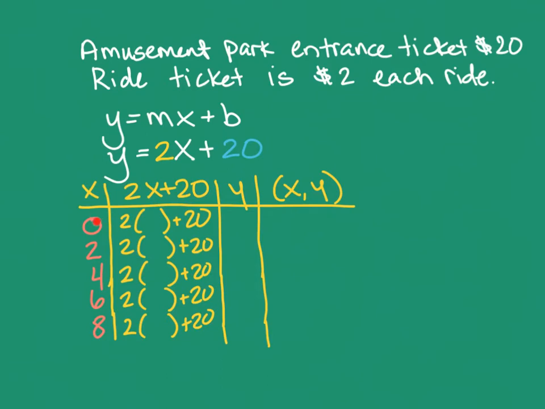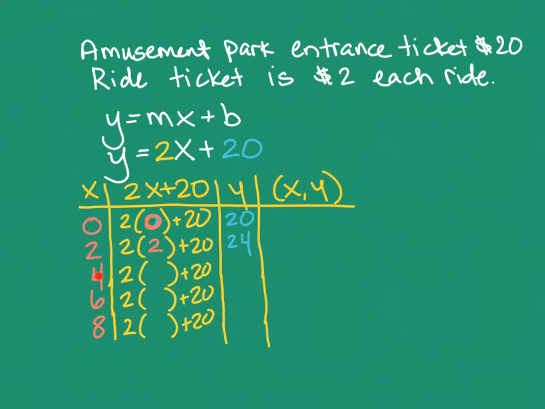On the first one, if x is 0, then I'm going to run it through that 2x plus 20, where now x is 0. 2 times 0 plus 20 is 20. When x is, I should have made that red, sorry. When x is 2, if I went on 2 rides, what's my cost going to be? 2 times 2 is 4, plus 20 is 24.